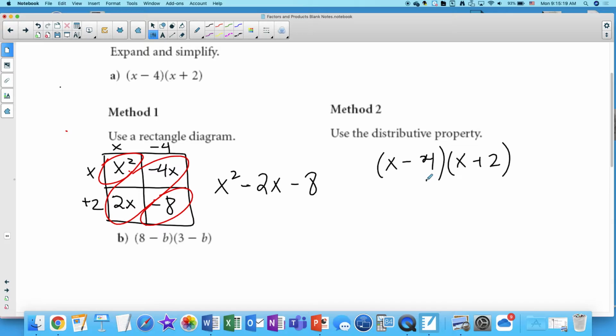So I'm going to go x times x, and I get x squared. And then x times 2, and I get plus 2x. Okay, so I'm done with the first term. I've multiplied that all out. Now I'm going to move on to the second one. I'm going to go negative 4 times x is, sorry, not plus, minus 4x.